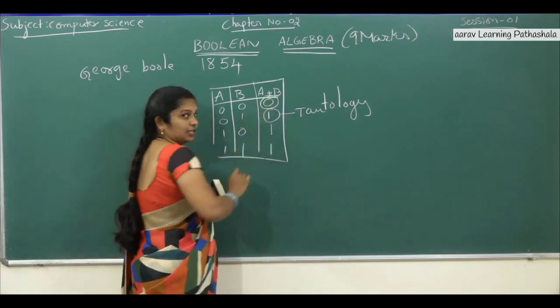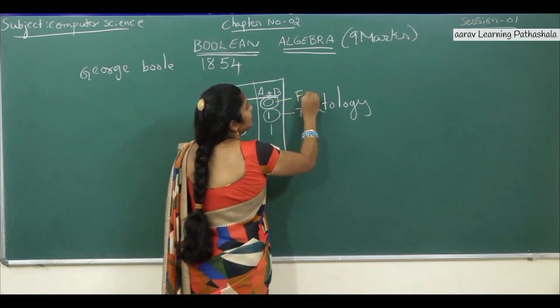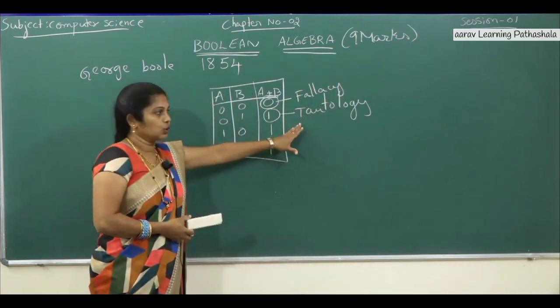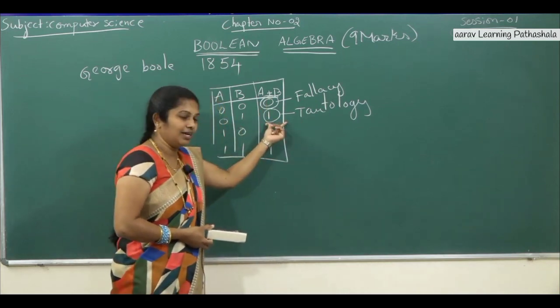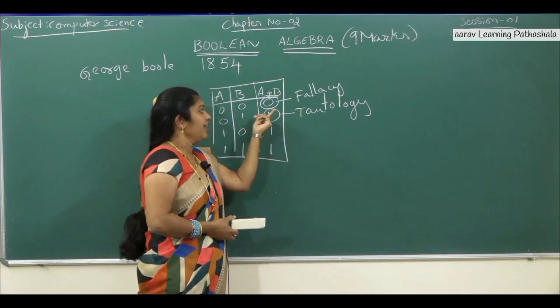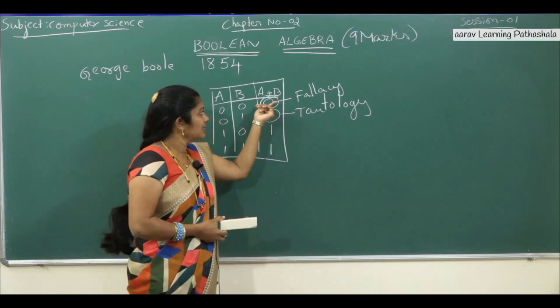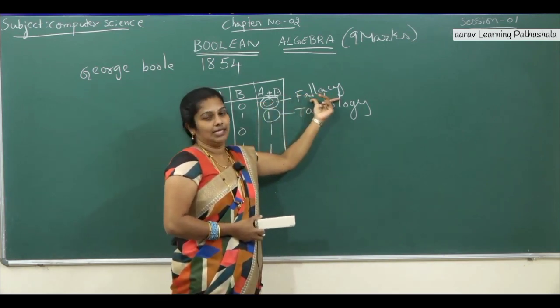When the result of an expression is always false or 0, then it is called a fallacy. One year they asked this question: what do you mean by tautology as well as fallacy? Tautology is when the result of an expression is always true. If the result is always false, it is called a fallacy.